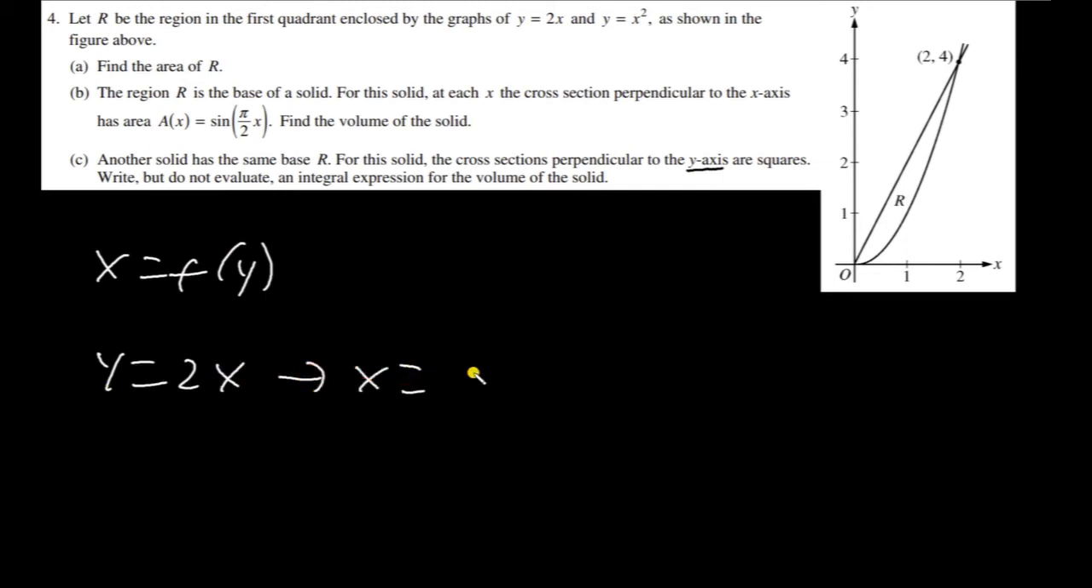Everything's going to be y equals something in x, y equals something else, like we've been doing so far. But now since we're perpendicular to the y-axis, the first thing we want to do is take everything and turn it in terms of y, so x is a function of y. Okay, so y equals 2x becomes x equals y over 2. y equals x squared becomes x equals square root of y. Notice we're in the first quadrant here, thus there's no plus or minus.